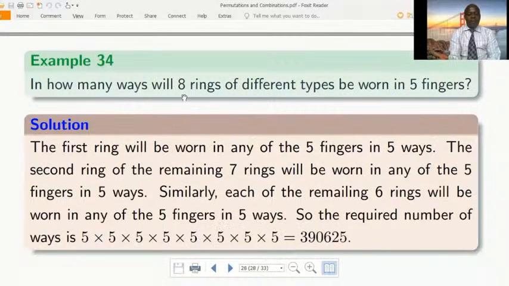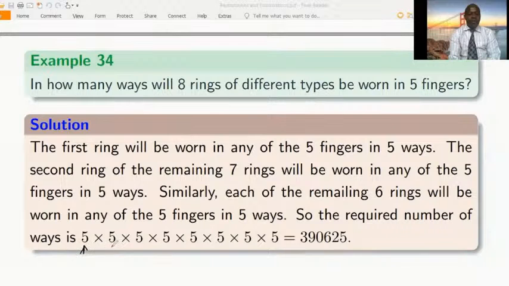So the number of ways that 8 rings can be worn on 5 fingers is 5 times 5, and so on. This is the number of ways for the first ring, the second ring, the third ring, the fourth, the fifth, the sixth, the 7th ring, and the 8th ring. And so the product is that. That's how we do that question.